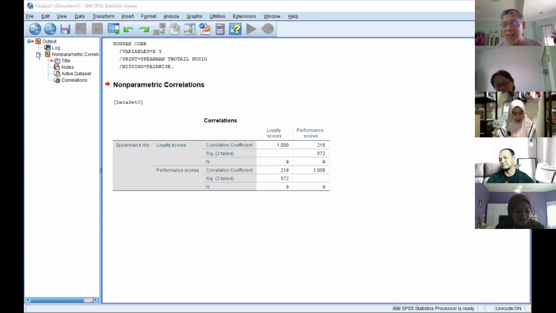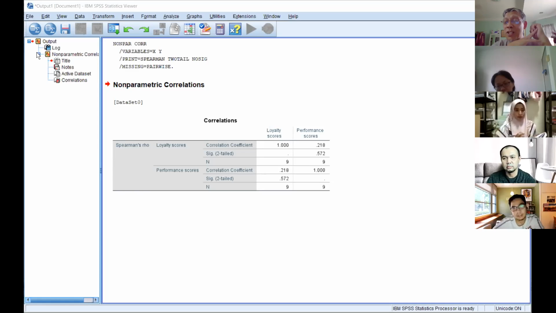Okay, now, when you run SPSS for Spearman rho, as well as for next week, Pearson correlation, you are given this table. What do you call this table? Correlation table. Incomplete, not just correlation table. Correlation matrix table. That's right.